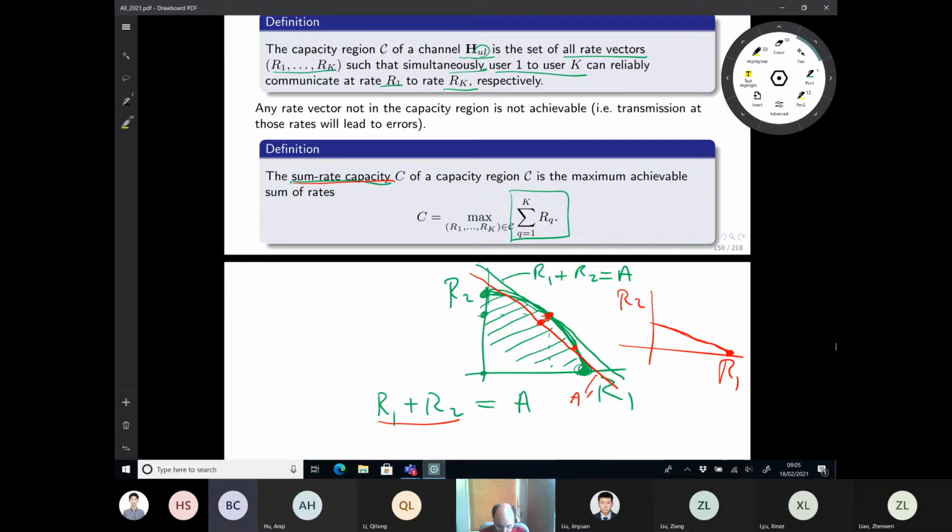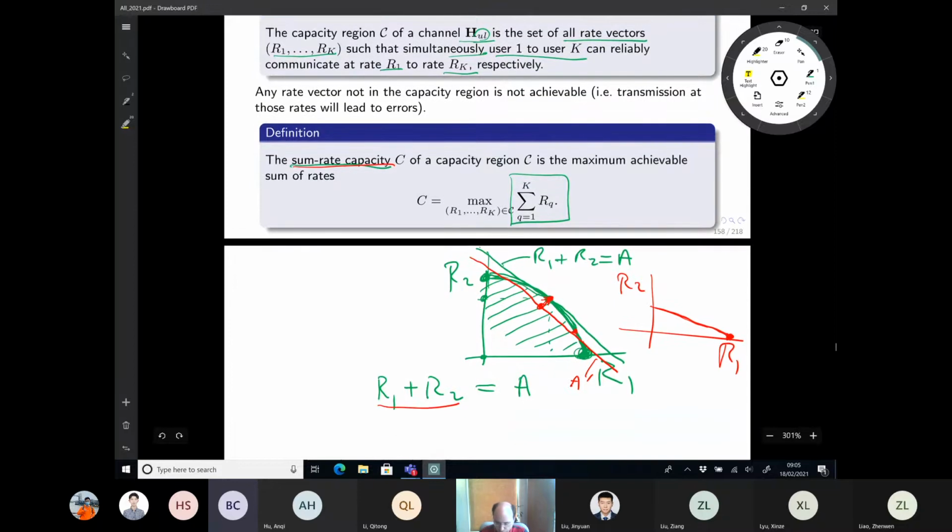Now, one particular point on that region was the sum rate capacity point. That's the point in the region, the pair of rates for user 1 and user 2 in that region, that essentially maximizes the sum of the rate of user 1 and user 2. So it maximizes this quantity. This is actually a metric that is often used because it tells you essentially the maximum amount of information you could deliver to all the users at once. But this is not always fair, right?